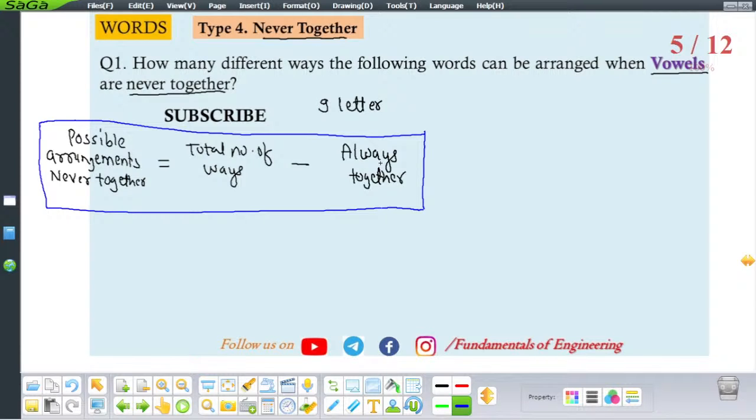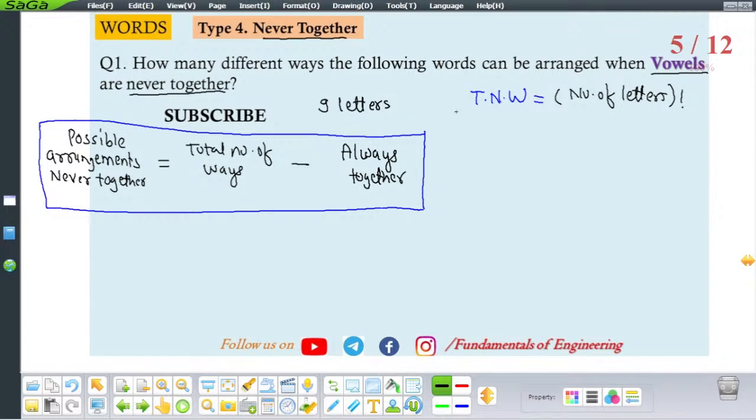Now we will solve this example. We have the 9-letter word SUBSCRIBE. First we have to find the total number of ways. TNW is nothing but total number of ways. So we have to count the number of letters and take the factorial. How many letters are there? 9 letters. But we have also seen repeated letters. Here S is repeated twice.